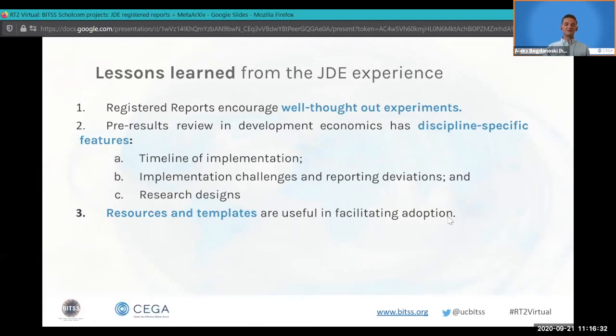And then finally, a research implementation lesson is that resources and templates are very helpful in facilitating adoption. The template that I referenced before was used pretty much by all submissions so far, and authors have said that they found it useful and helpful in formatting and preparing their work for submission in this track.